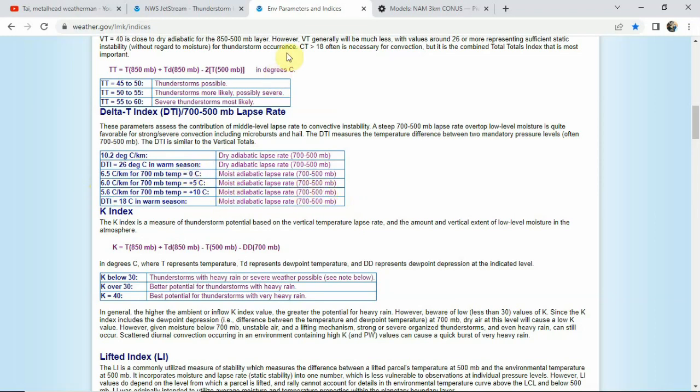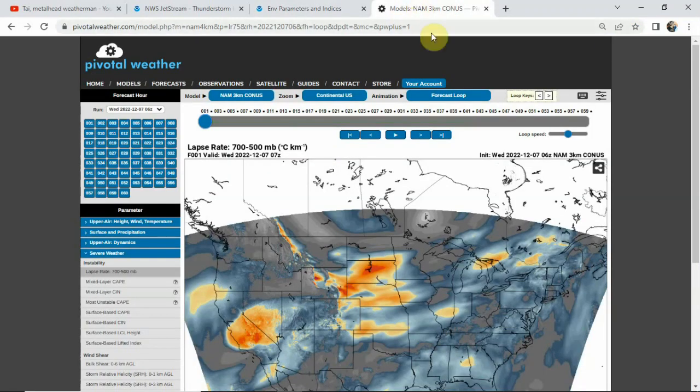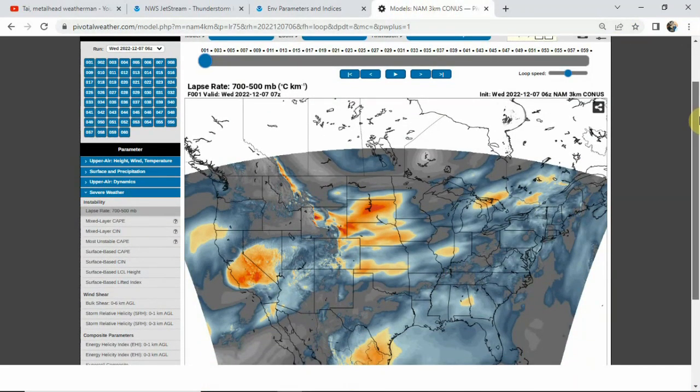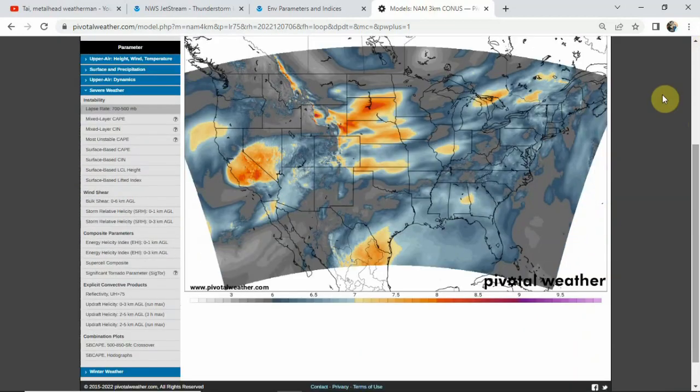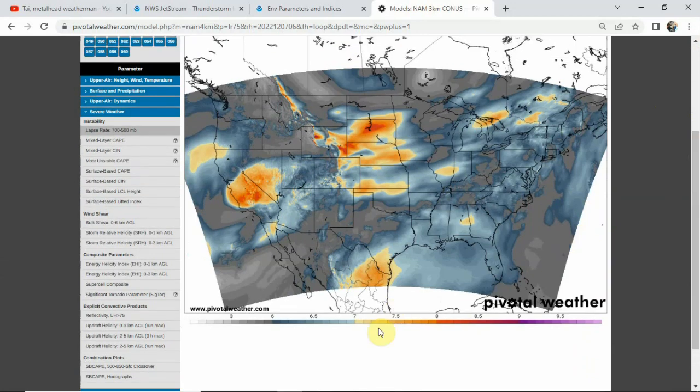So basically, what that will look like is I'm going to go over to Pivotal Weather, and it'll be something like this, for example. Scroll down, wait for this to load. But anything that's a little brighter than this blue color here, which is about 6.5, shows a sufficient lapse rate.